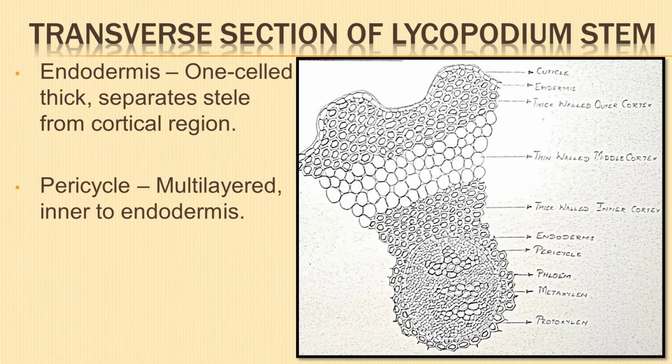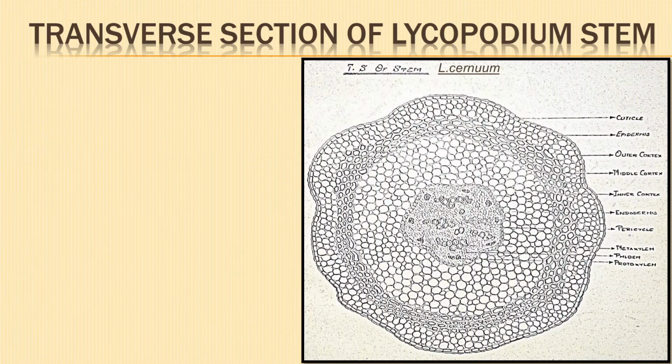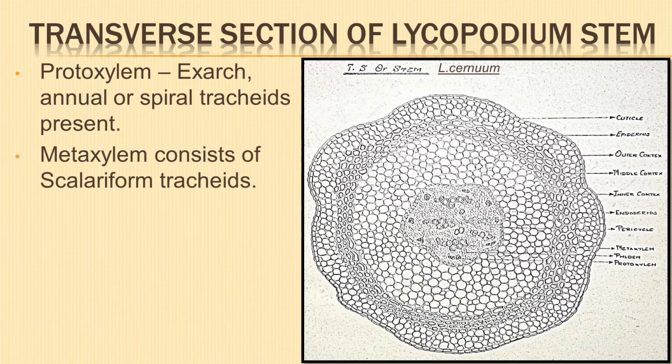Inner to endodermis is present a multi-layered thin-walled pericycle. Stele is protostelic with protoxylem and metaxylem. Protoxylem is exarch, that is, protoxylem is situated at the outer edges of each xylem mass. It consists of annular or spiral tracheids. Metaxylem consists of scalariform tracheids.